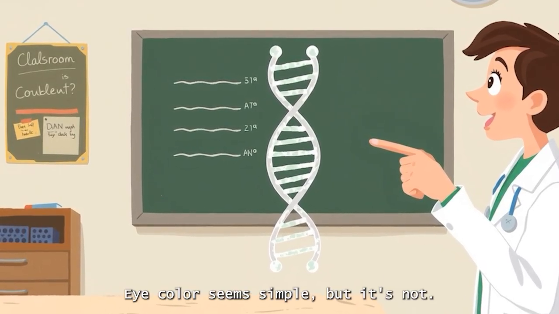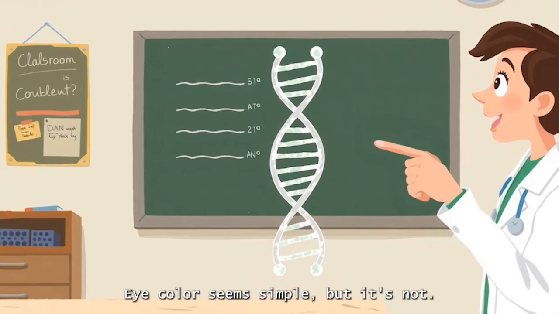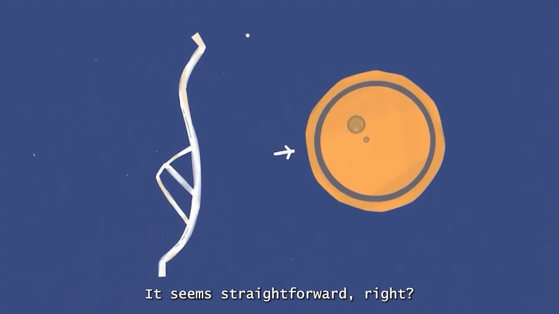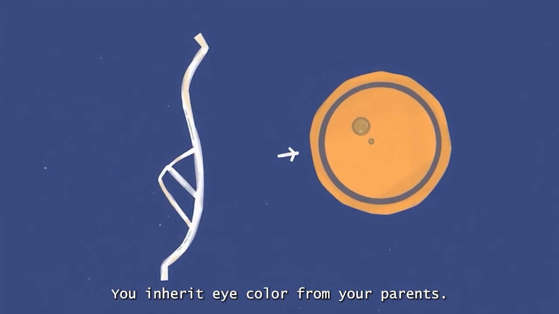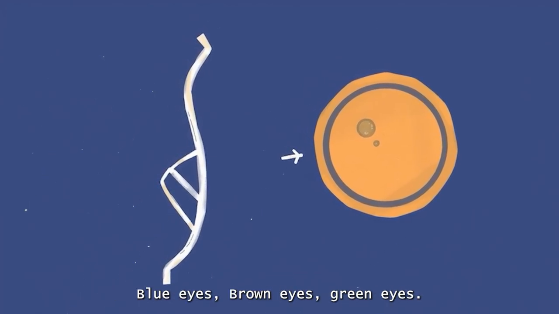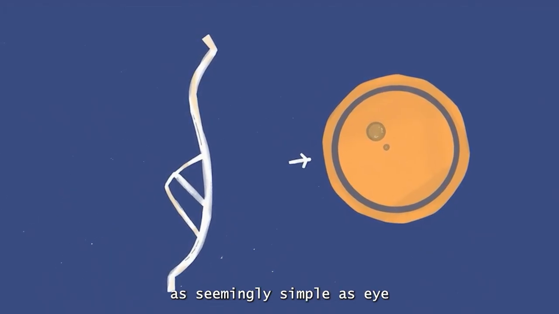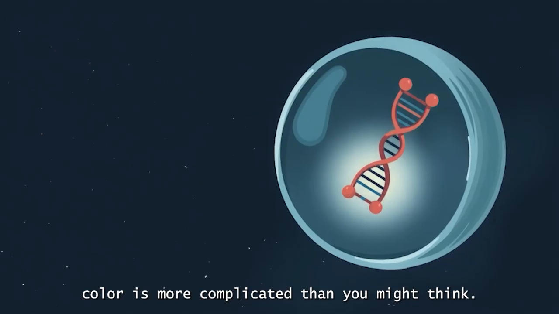Level 6. Eye color seems simple, but it's not. Let's take something concrete. Eye color. It seems straightforward, right? You inherit eye color from your parents. Blue eyes, brown eyes, green eyes. But even something as seemingly simple as eye color is more complicated than you might think.